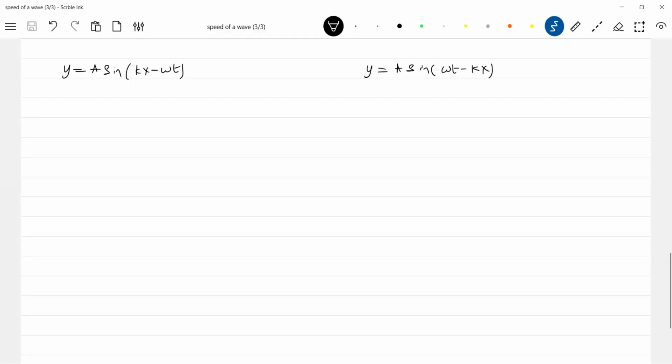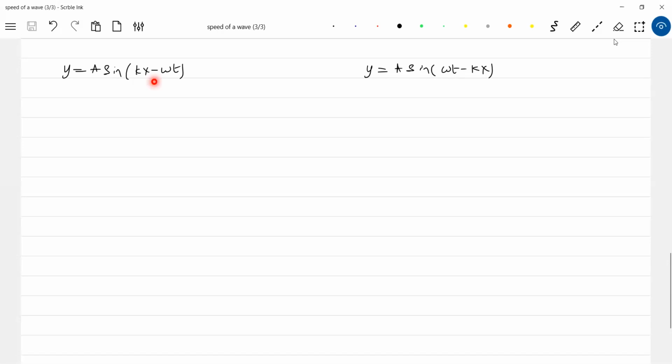See, now slowly we are entering into the different. So some students will write this one, and some students will write this one. So what is the difference? There should be something that we are going to analyze now. Now, y equal to a sine kx minus omega t.